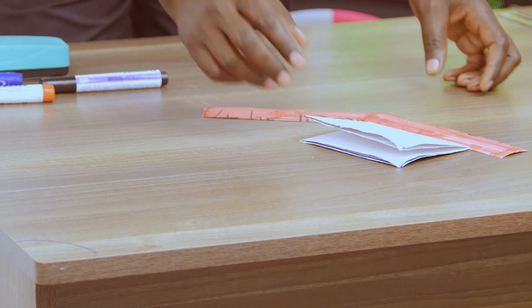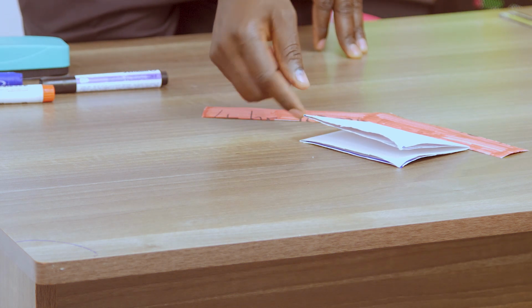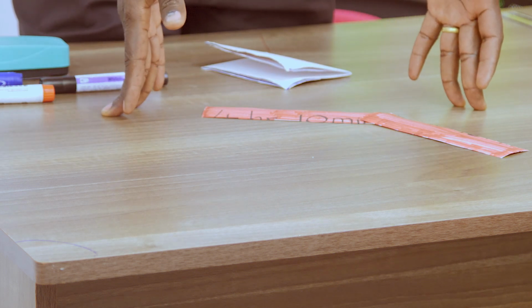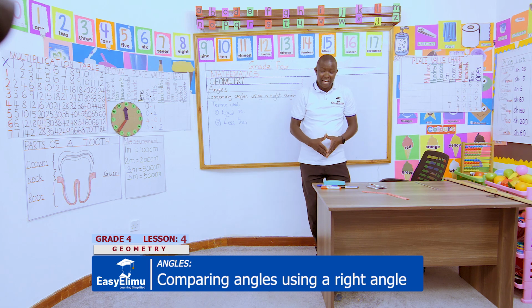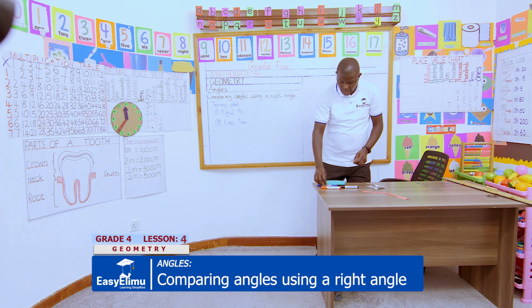Are they of the same size? No. Because there is another size here which has not been occupied by our paper cutout. So, what do we call this angle? We say angle C is what? John, angle C is what? Angle C is bigger than our right angle.